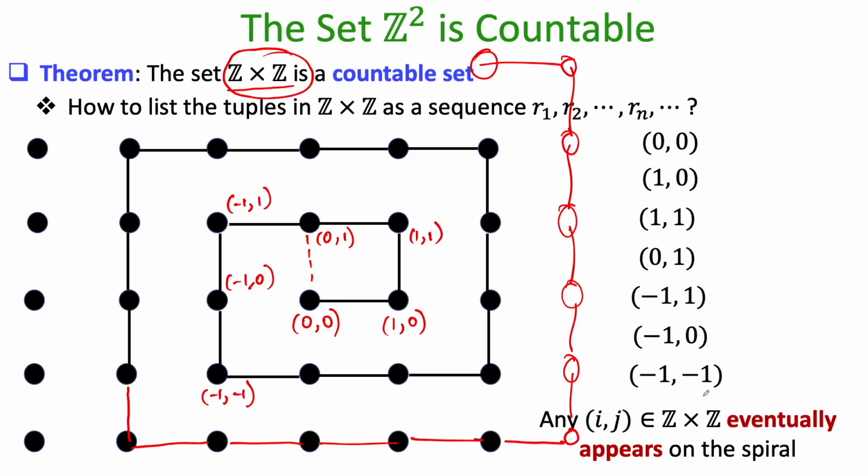So that's why this is a valid enumeration of all the elements in the Cartesian product of the set of integers, which shows now that the Cartesian product of the integers, or the set of all points in the infinite two-dimensional plane, is a countable set. Okay.